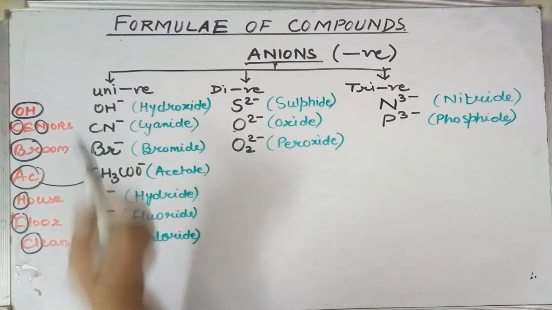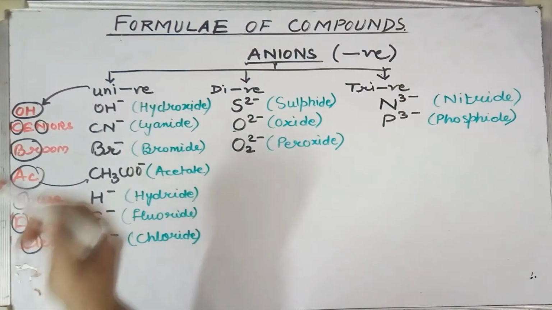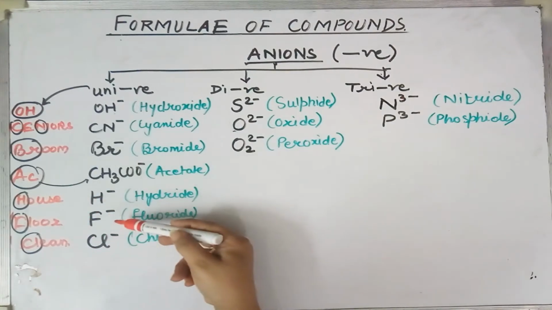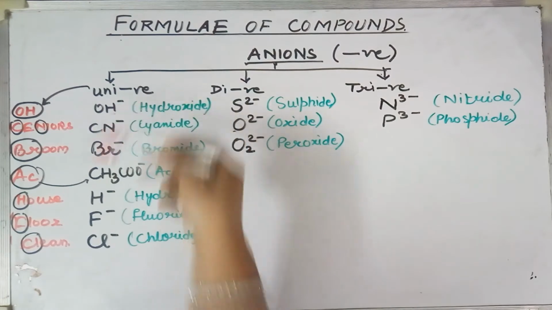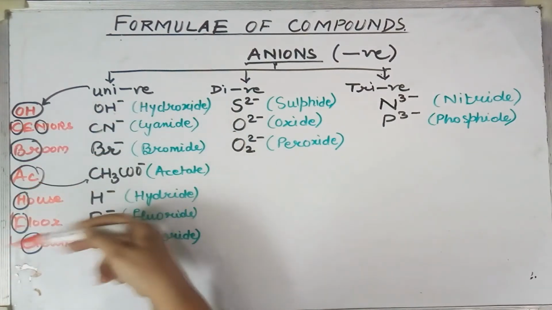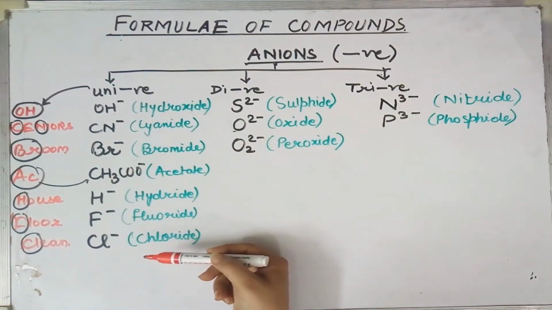And you just remember this is for the uninegative ions: OH, CN, Br, acetate, H minus, F minus and Cl. All these ions are uninegative ions. O seniors, broom, the AC house, floor, clean. This will remind you of the minus ions.